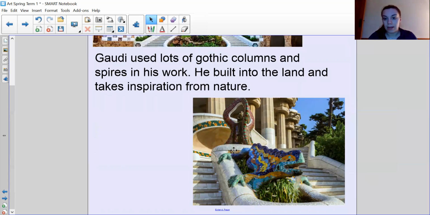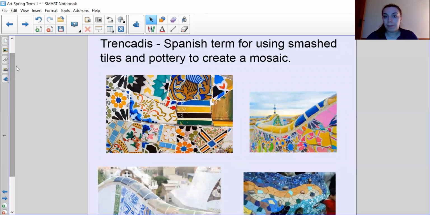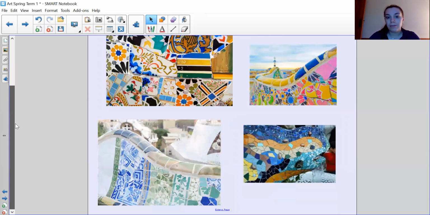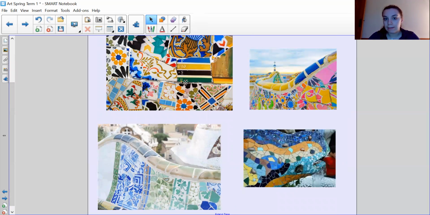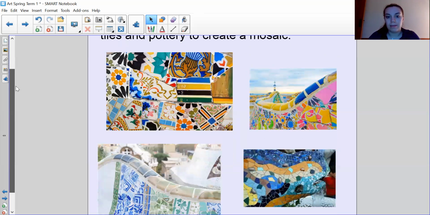Here's a lovely little chameleon or gecko that he's used mosaics to build. So he takes ideas from nature. Trencadis, a Spanish term for using smashed tiles and pottery to create a mosaic. So he uses smashed tiles to create these tessellating patterns. And Trencadis is one of the words we're going to need to know to help us to make our own sculptures later on in the term.